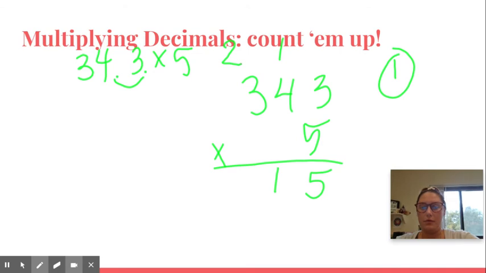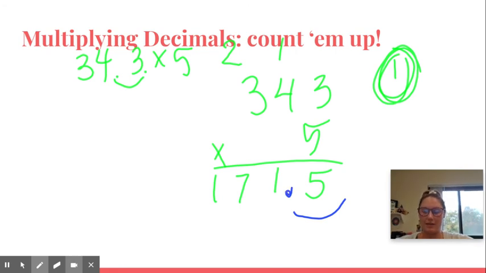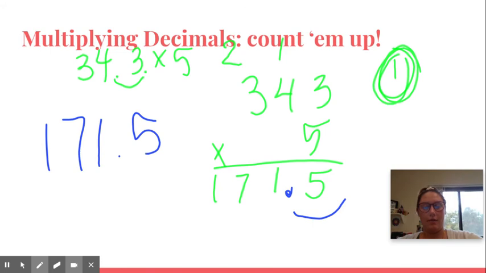So 21. 5 times 3 is 15. We'll add that 2, 17. Well, we can't stop here because we still had that decimal we took out. So what we do with that decimal is we put it back in one space. So our answer is 171 and 5 tenths.